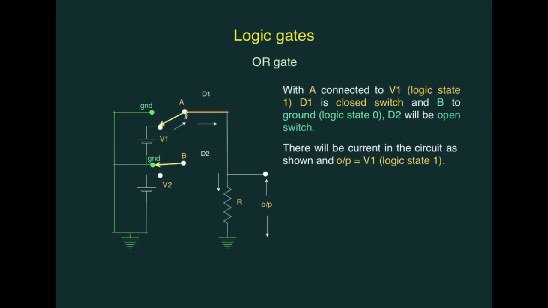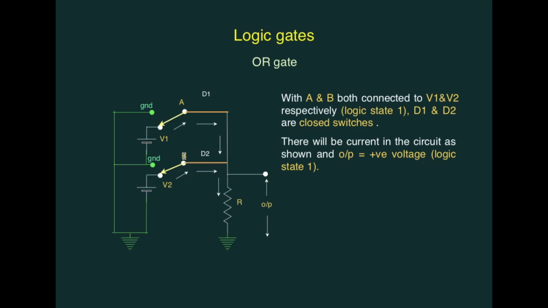Similarly, if A is connected to V1, that means A is in logic state 1. Now D1 will be replaced by a short circuit because it is going to be in forward bias condition. And if B is connected to ground, B is in logic state 0 and D2 will be reverse bias and so it will be replaced by an open switch. In this case, current may flow through resistance R in the direction shown over here. Now, the output voltage, that is voltage across R, will be the power supply voltage V1. That means the output will be in logic state 1.